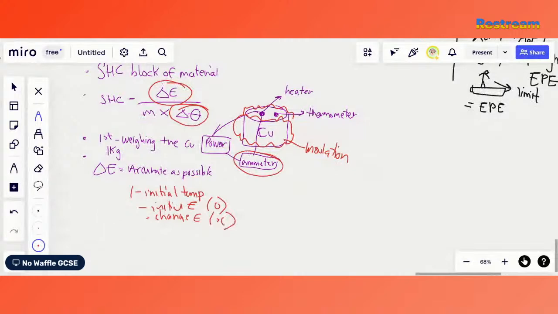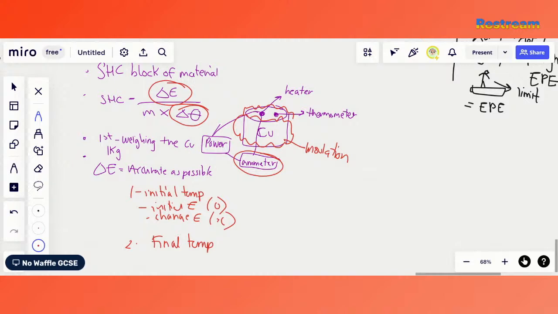And now we have the change in energy and the mass. We need to work out the change in the temperature. So you then record the final temperature and deduct this away from the initial temperature. Now, when do you stop? When do you take the temperature?